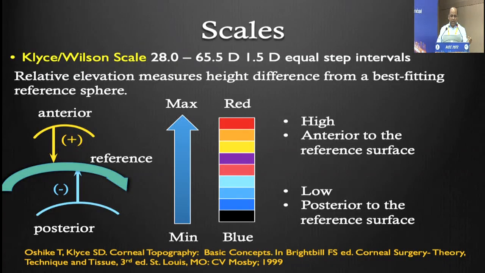This scale is always there in all the scans from any machine. This scale is called the Klyce-Wilson scale, and it ranges from 28 to 65.5 diopters. The interval between two colors is very important. It should be 1.5 diopters. If you reduce this interval, there will be a lot of colors on the topography, and it is very difficult to interpret.